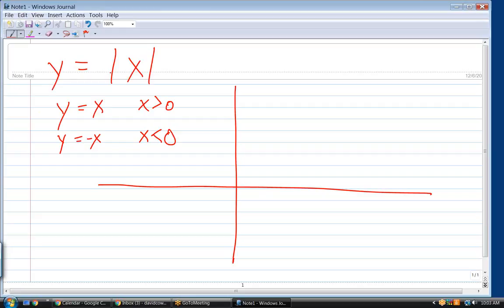Well, this is an absolute value function, and when y is equal to x, it looks like that, just has a slope of 1. And when y is equal to minus x, it looks like that, has a slope of negative 1. So the graphs of absolute value functions generally have this corner in them. Now, let's say that I add a 2 to that.